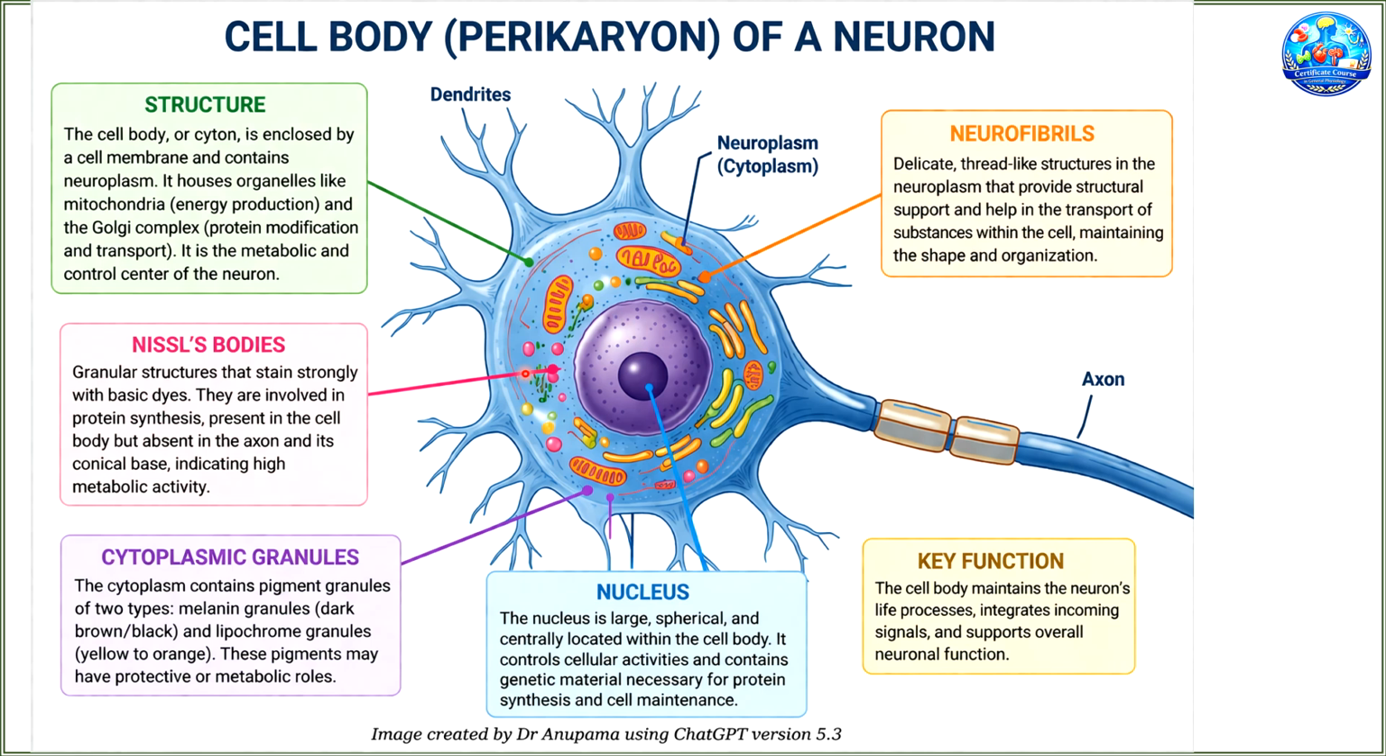Next is the nucleus. The nucleus is quite large, spherical in shape, and centrally located within the cell body. It controls all the cellular activities and contains the genetic material necessary for protein synthesis as well as cell maintenance. Overall, the key function of the cell body is to maintain the neuron's life process, integrate the incoming signals, and support overall neuronal function.